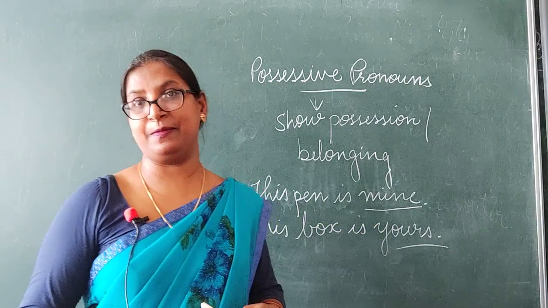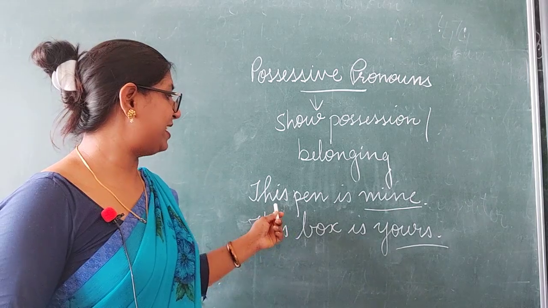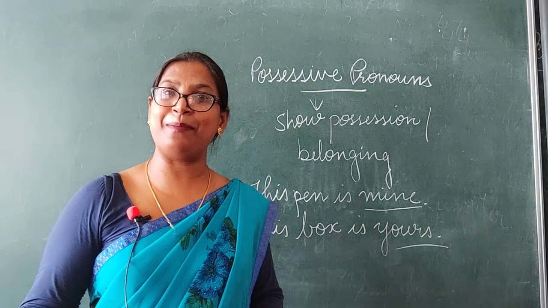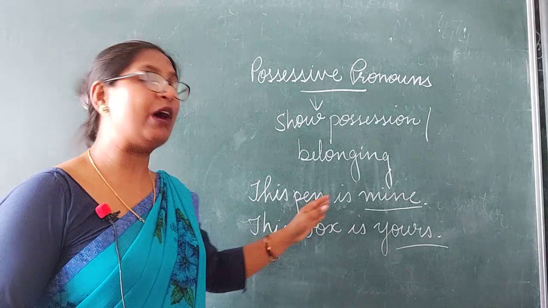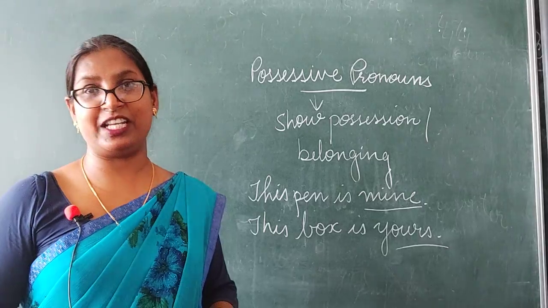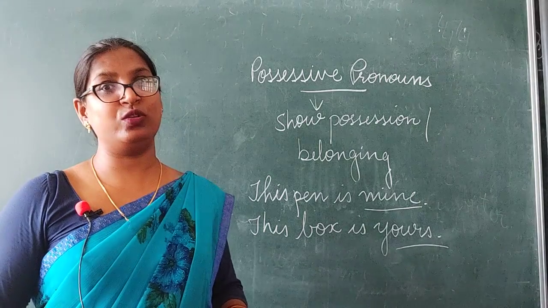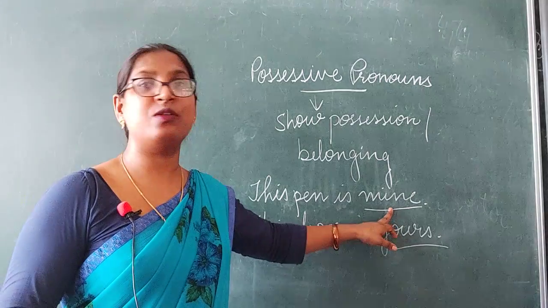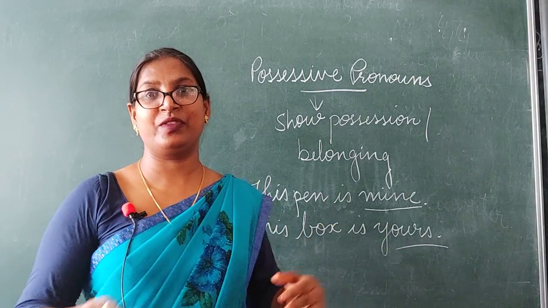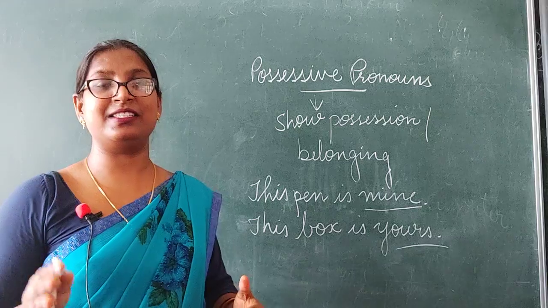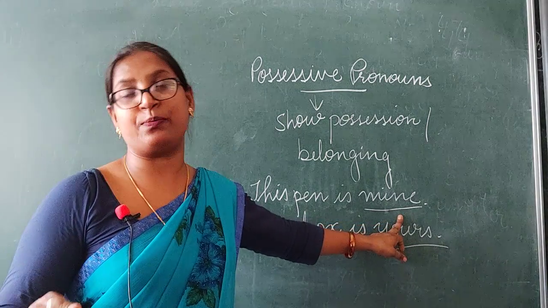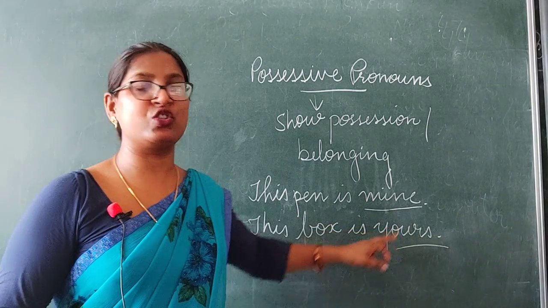It's my pen. Okay. If I say this pen is my pen, so what will happen? The noun will be repeated. So just to avoid the repetition of the noun, we use the word mine. You can see pen is repeated. Instead of repeating, we can use another word, that is mine, which shows the possession that something belongs to me.